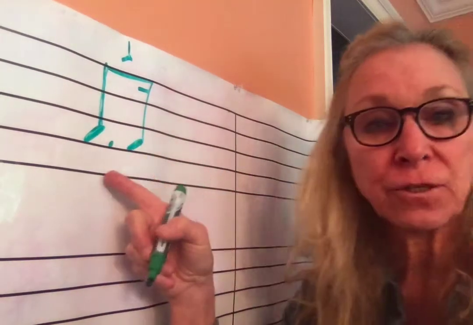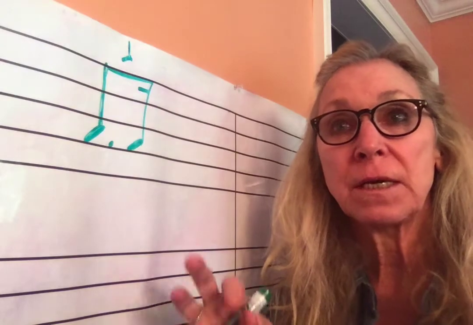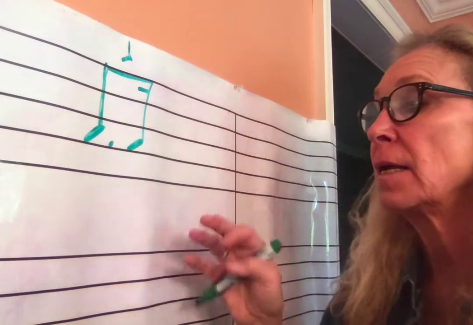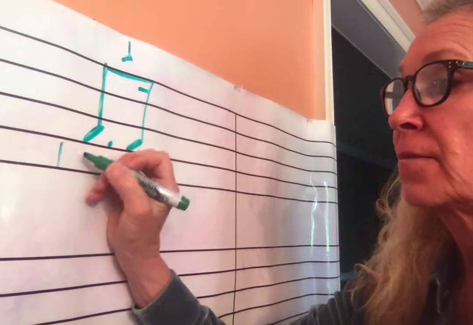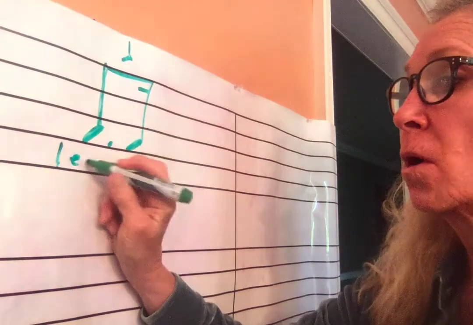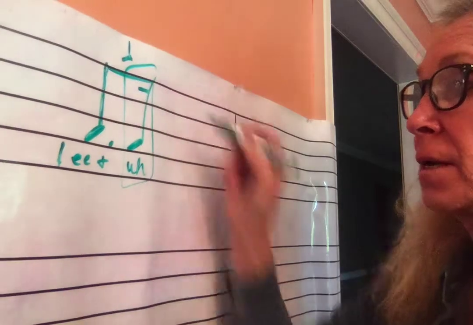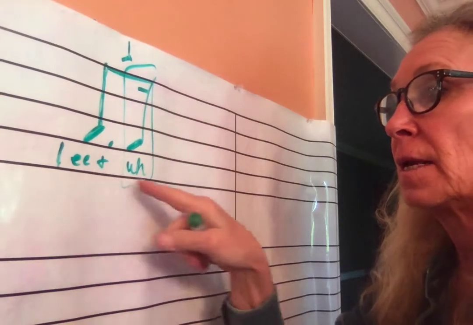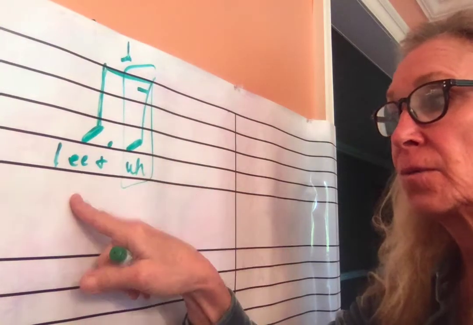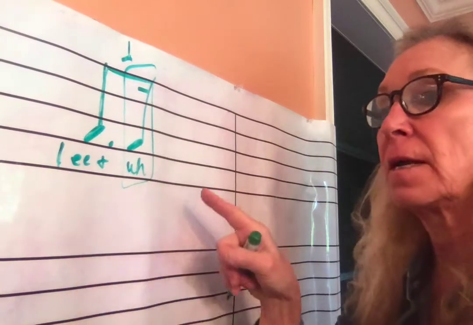I would just continue. How do we count each 16th note? 1 E and A, 2 E and A. So you can say for this dotted eighth note, 1 E and then this one's going to play on the A. 1 E and A, 2 E and A, 3 E and A, 4 E and A.